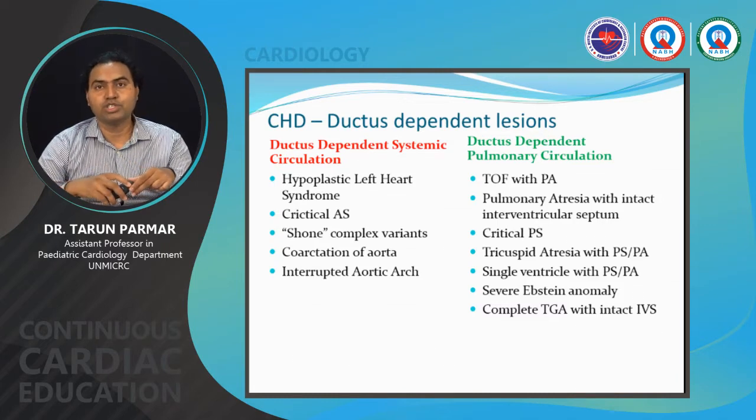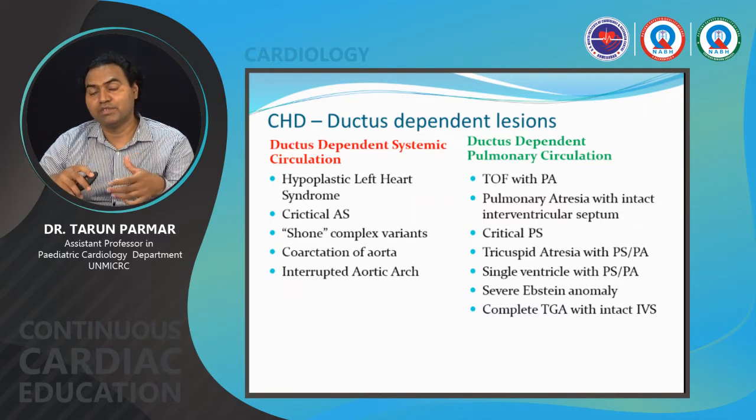And ductus dependent pulmonary circulation lesions are TOF with pulmonary atresia, pulmonary atresia with intact ventricular septum, critical PS, tricuspid atresia with critical PS, and single ventricle with critical PS or pulmonary atresia. Also severe Ebstein anomaly, where there is functional pulmonary atresia. These are the ductus dependent lesions where you have to give prostaglandin E1 as soon as possible to sustain life.